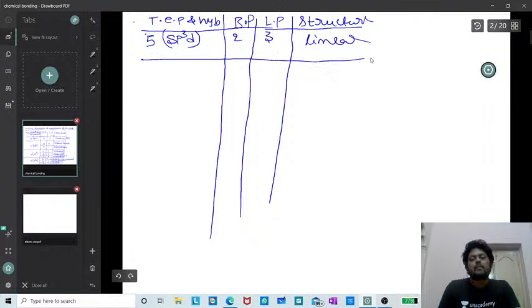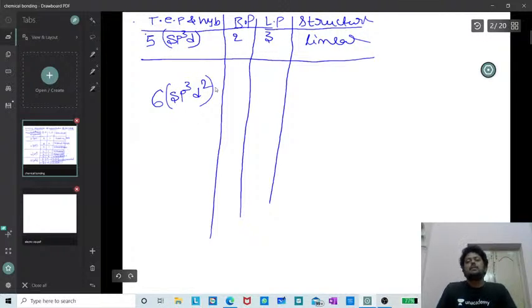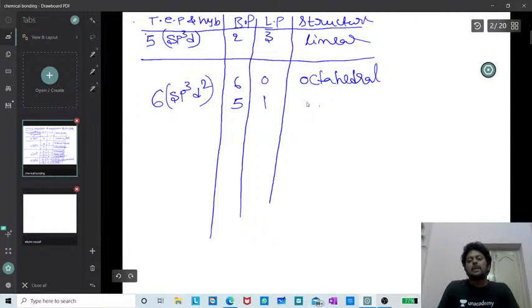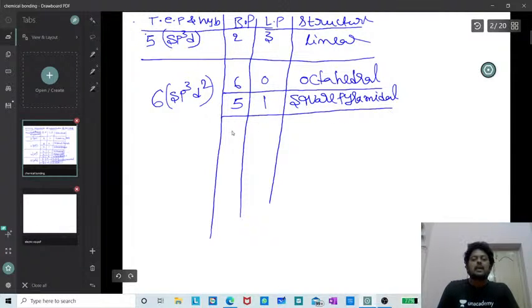Total electron pairs 6 means 6 hybrid orbitals, that is sp3d2 hybridization. In that, 6 bond pairs, 0 lone pairs, geometry octahedral. 5 bond pairs, 1 lone pair, geometry square pyramidal. Next, 4 bond pairs, 2 lone pairs, geometry square planar.